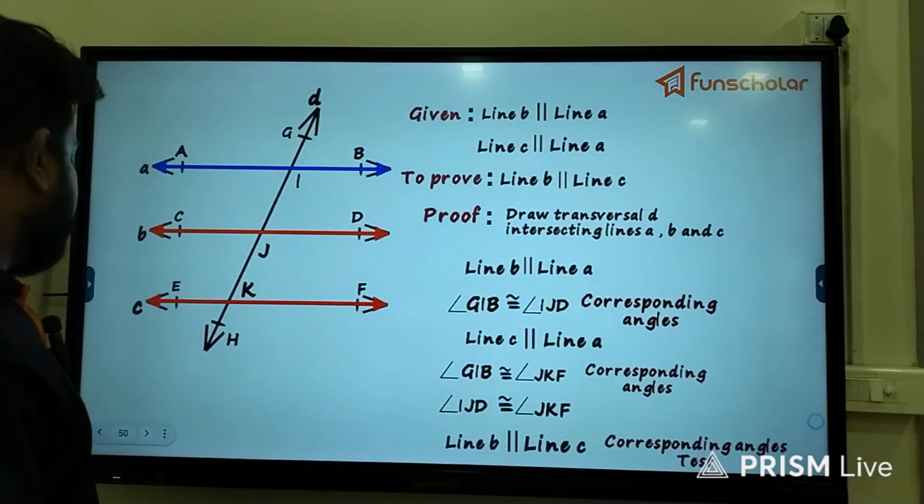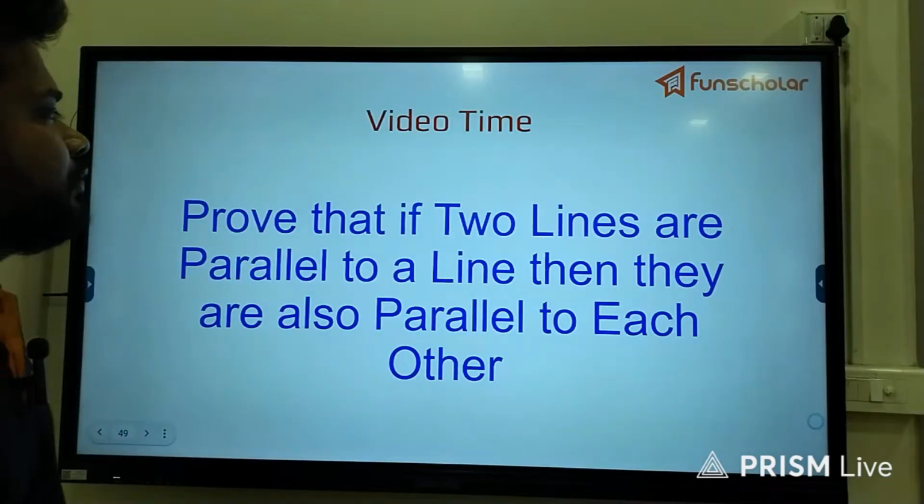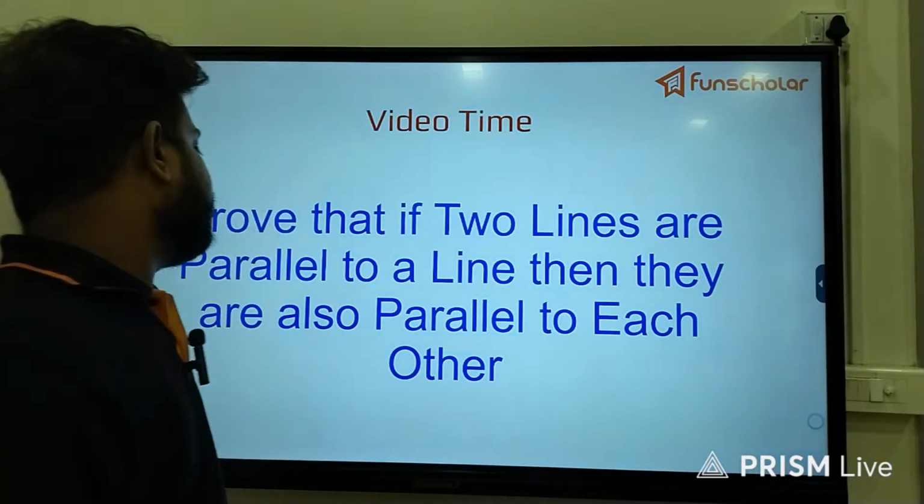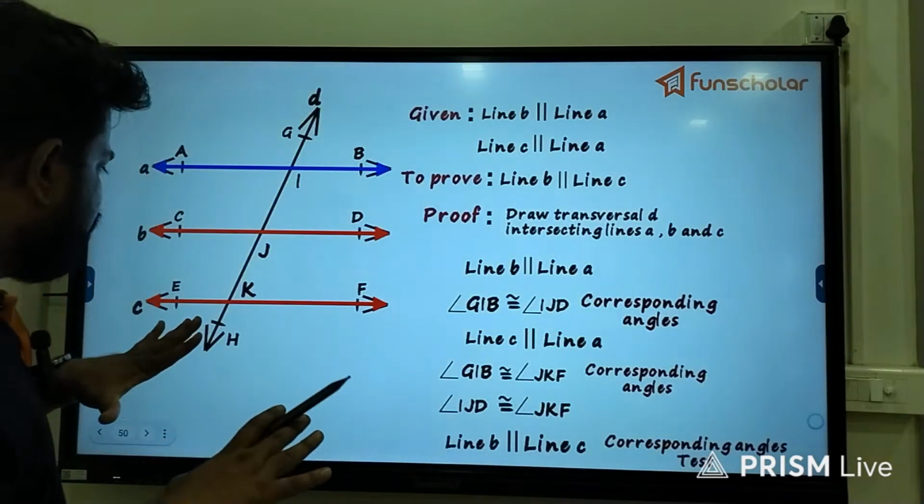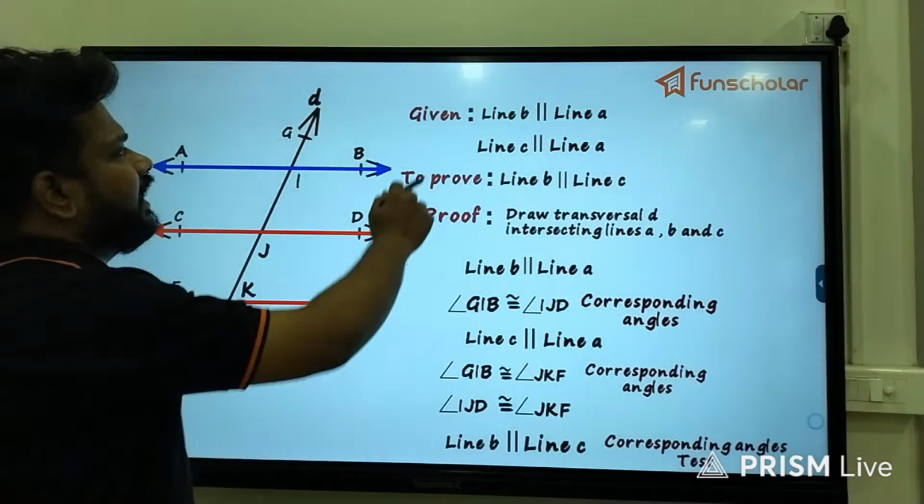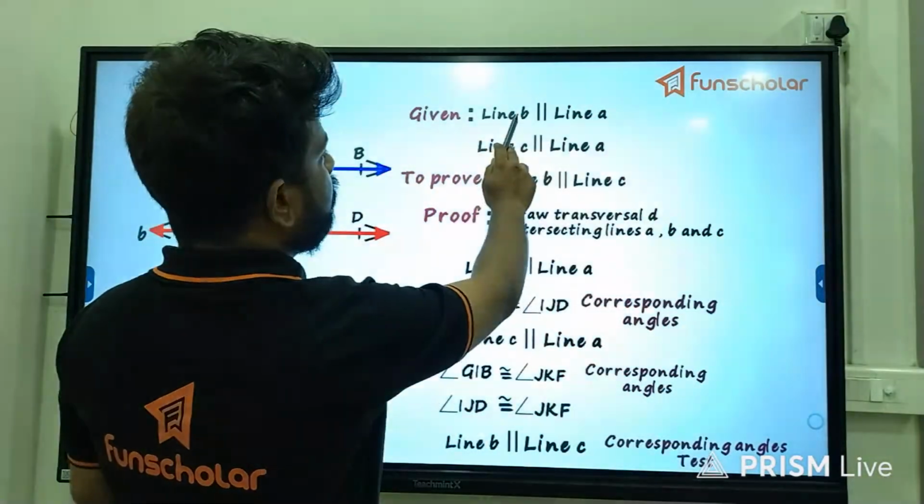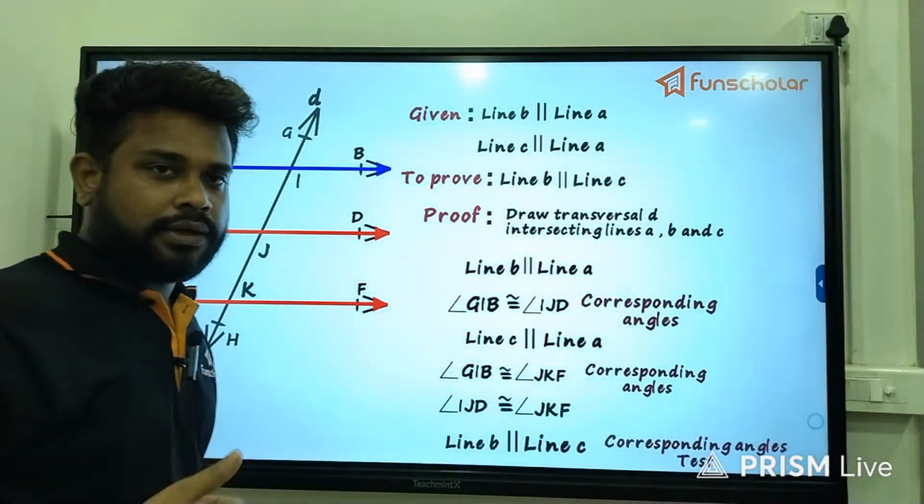So now we'll be having some proofs, like prove that if two lines are parallel to a line, then they are also parallel to each other. Okay, so I will not be playing the video here, like line B and line A. So 1 second please.